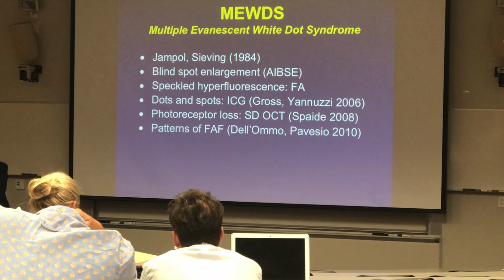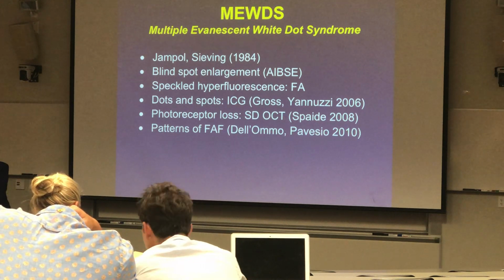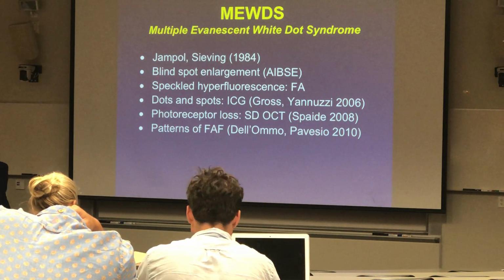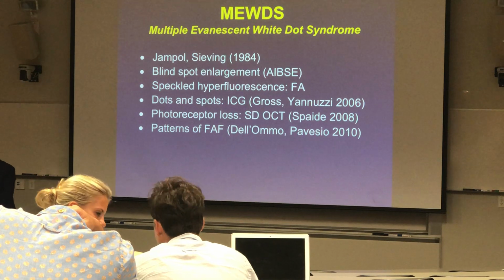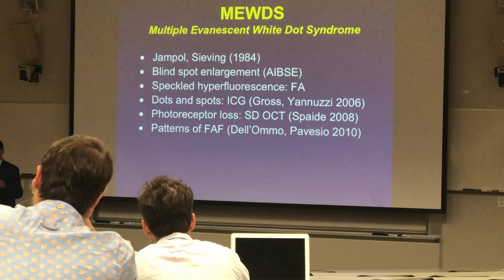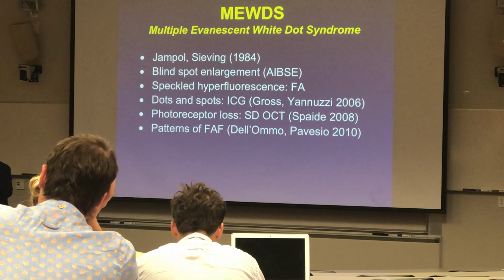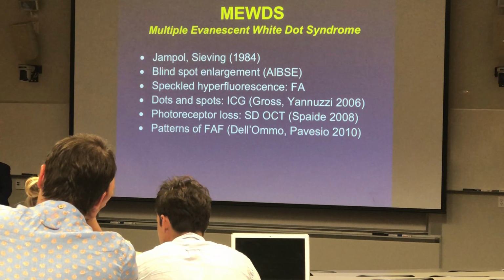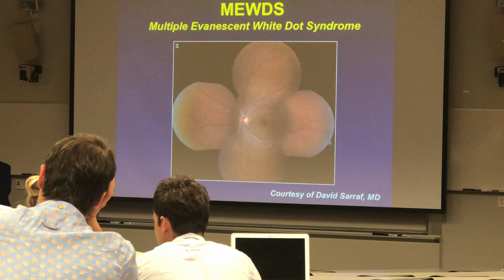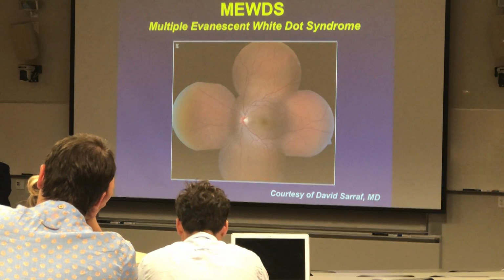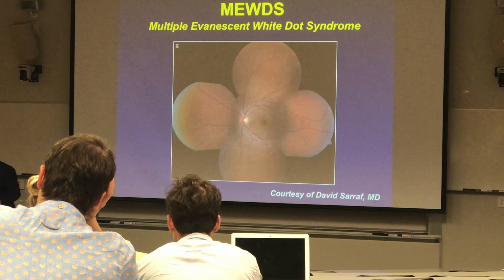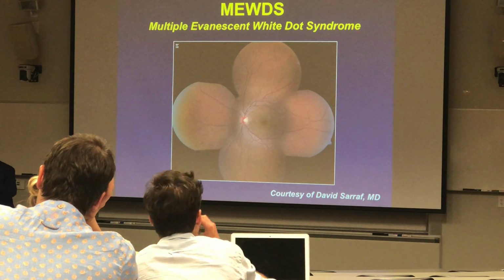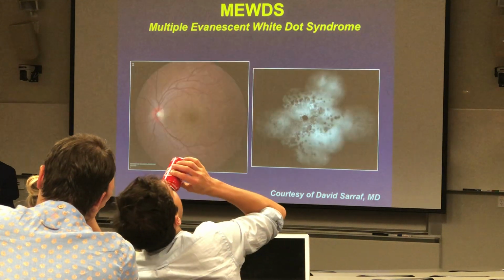And then the blind spot enlargement was then described, and since then, Dr. Yunussi, Dr. Spade, and Carlos Pauzio from London have also published different patterns of MEWDS. It's a very peculiar condition whereby the lesion appears and then disappears. So this is a case of MEWDS. You see multiple different spots here. David Serapos from UCLA sent this picture from this group. You may see some of them, and then they would also disappear. That's why it's the term evanescent.